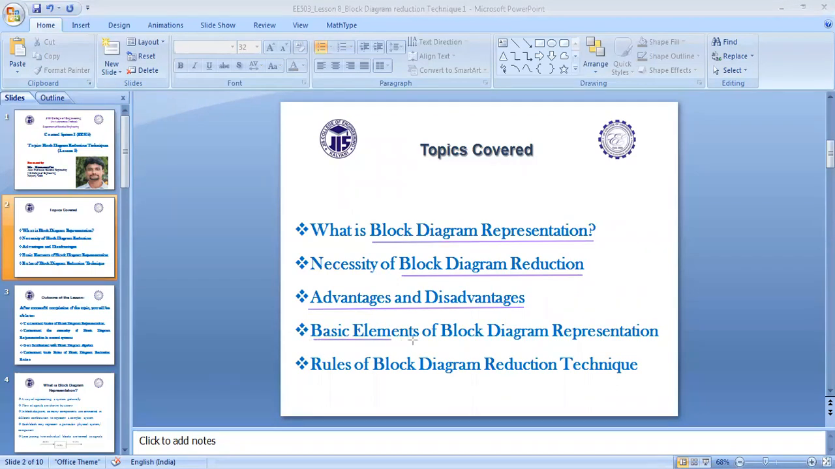Next is, what are the basic elements of block diagram representation? And lastly, we'll be discussing a few rules of block diagram reduction technique. There are 7 rules associated with block diagram reduction technique. Among the 7 rules, under this lesson, we'll be discussing 3 basic rules. Later, in the next class, we'll be discussing the remaining rules of block diagram reduction technique. So these are the topics to be covered under this lesson.